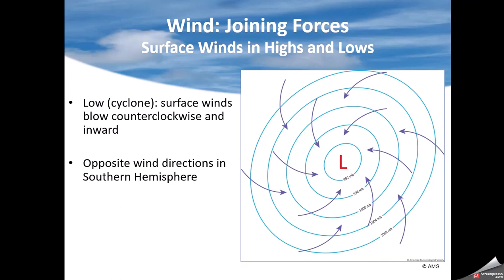And here you can actually see that if you were to look and follow the arrows, the closer you get to the low, the more and more they come in towards the center of it. The further away from the low, the further out they go. And the high pressure is exactly the opposite.